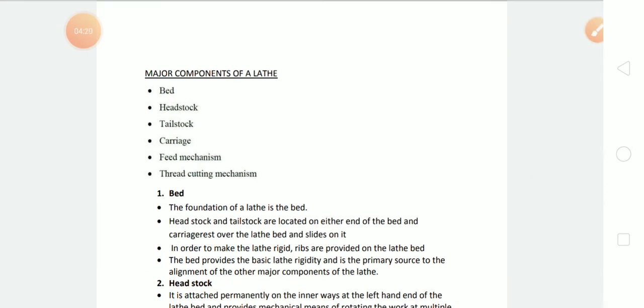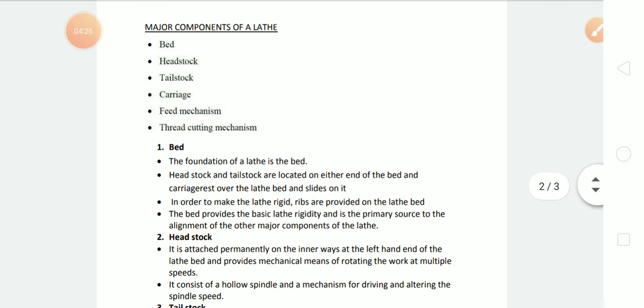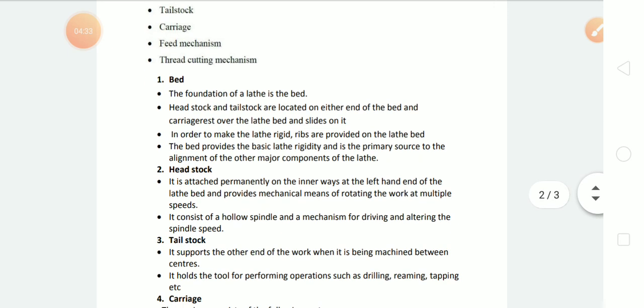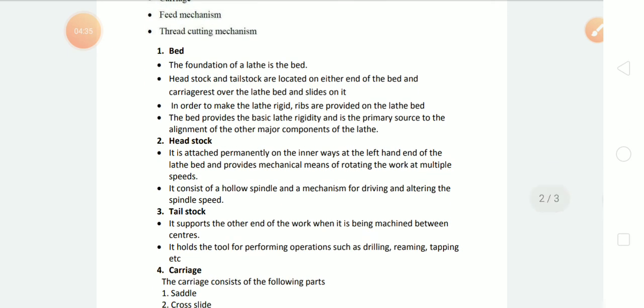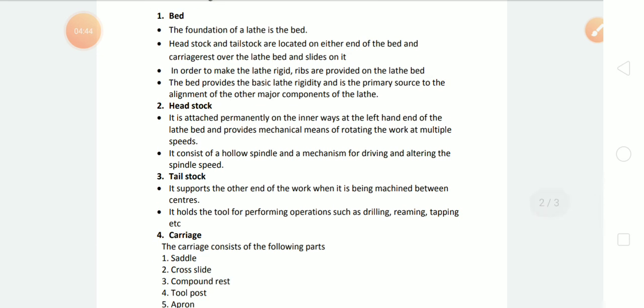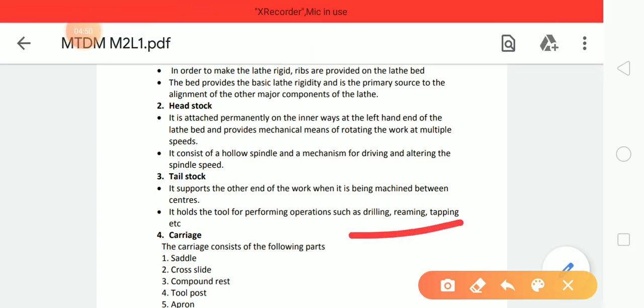Major components of a lathe are bed, headstock, tailstock, carriage, feed mechanism, and thread cutting mechanism. The first one is bed. The details of the bed are given here, and bed is basically made of cast iron. And second one is headstock. It is the permanent attachment on the left side of the lathe, and the details are written here. And then tailstock, it is on the right side, where we can put separate attachments to do jobs such as drilling, reaming, tapping, etc.